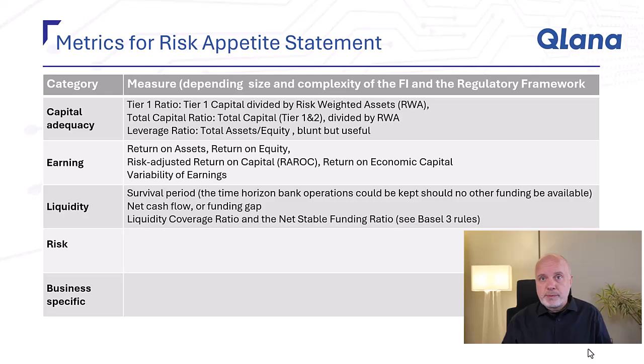For the short-term perspective on liquidity, you could look at ratios like the survival period. This shows you the time horizon that your financial institution can operate with no additional funding available. It's kind of an emergency measure, assuming that on one day the market shuts down and you have no way to access short-term funding. Then the survival period gives you a good indication of how long you can operate.